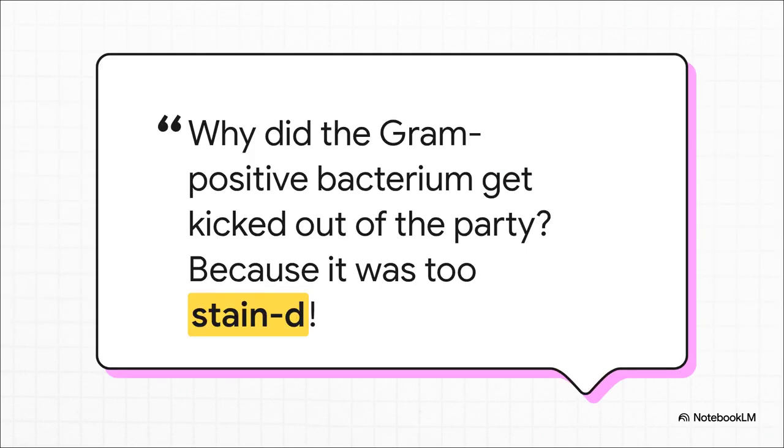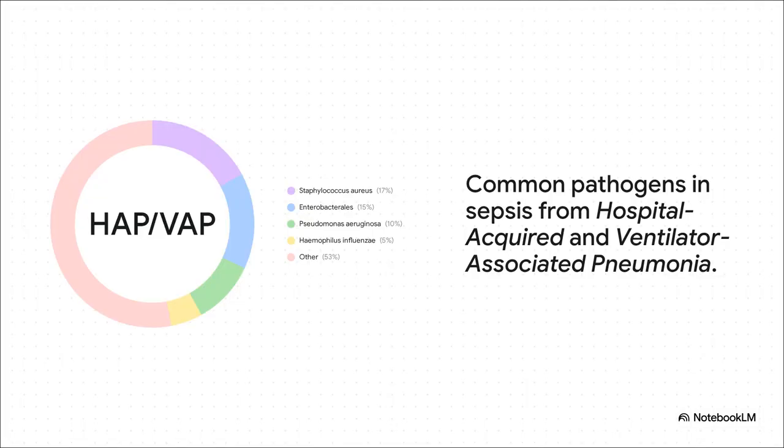Which brings us to a little bit of lab humor. I know, it's a groaner, but it actually highlights how fundamental that gram stain is. It's a quick, classic technique that gives us that first crucial piece of information about the bug's cell wall, guiding our very next steps. So who are the usual suspects we find?